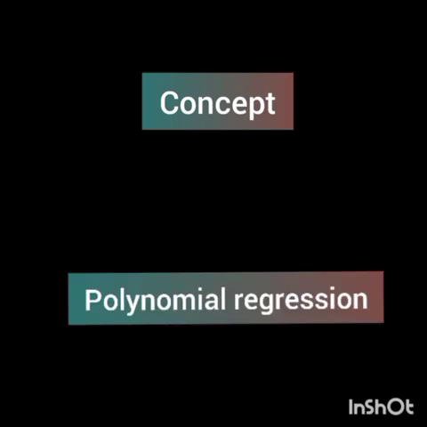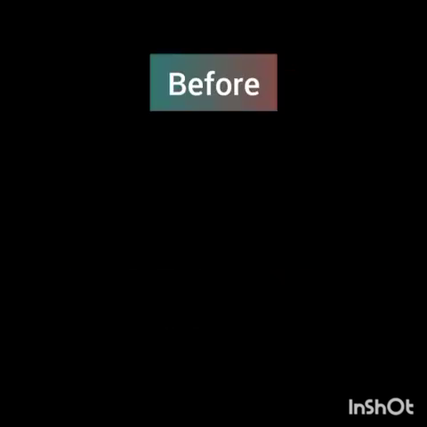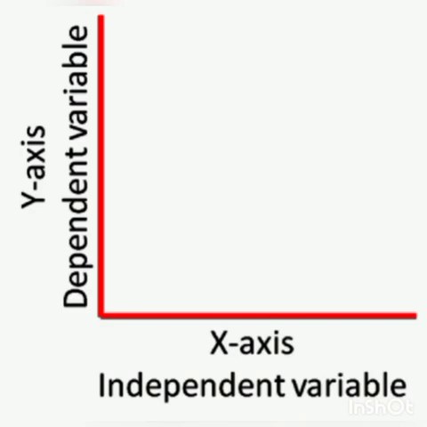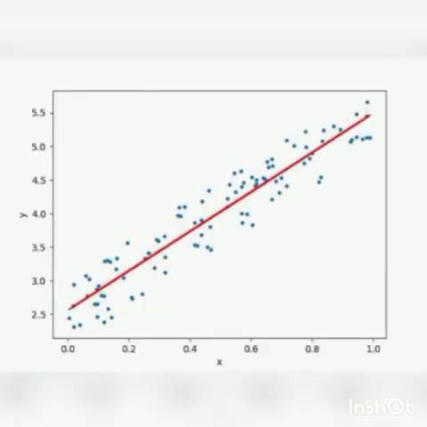Now let us look into the concept behind polynomial regression. What is the theory behind polynomial regression? Before going to that, let us first recap why we need linear regression. In the real world, we have dependent and independent variables, and they may have some kind of linear relationship between them. We will choose a line which fits these samples nearly and also reduces the errors.